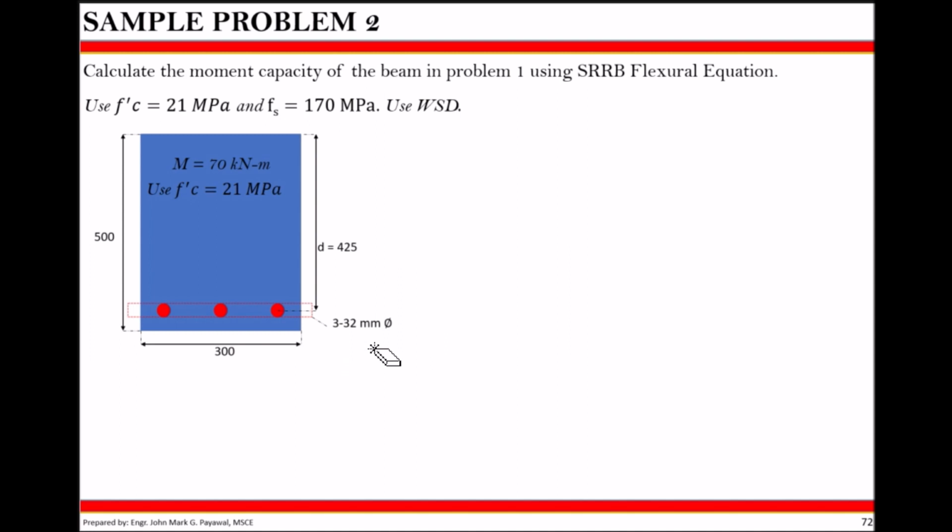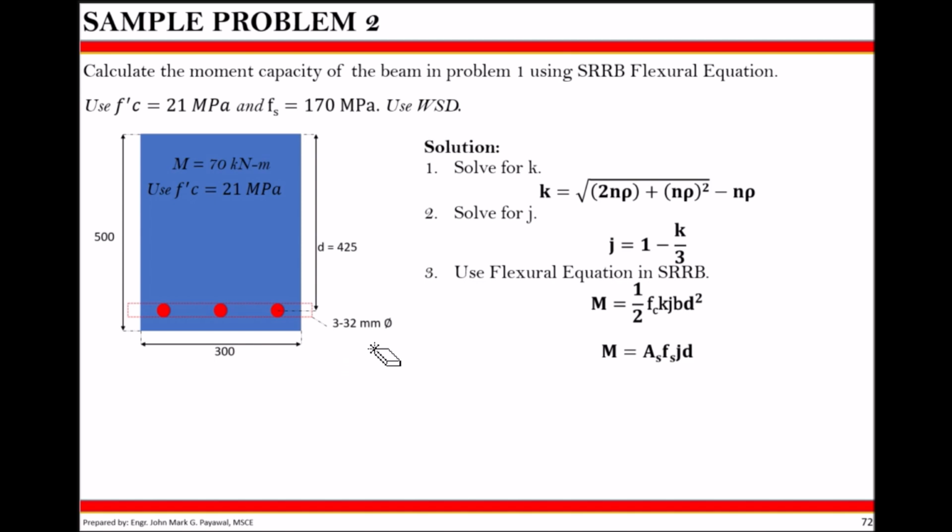So how do we summarize the solution for this one using your flexural equation? It would be in 3 steps. We compute for K, we compute for J, and then we use your flexural equation in SRRB. For moment in terms of compression in the concrete, 1/2 Fc k j b d squared. And then for moment on your steel under tension, As Fs j d.